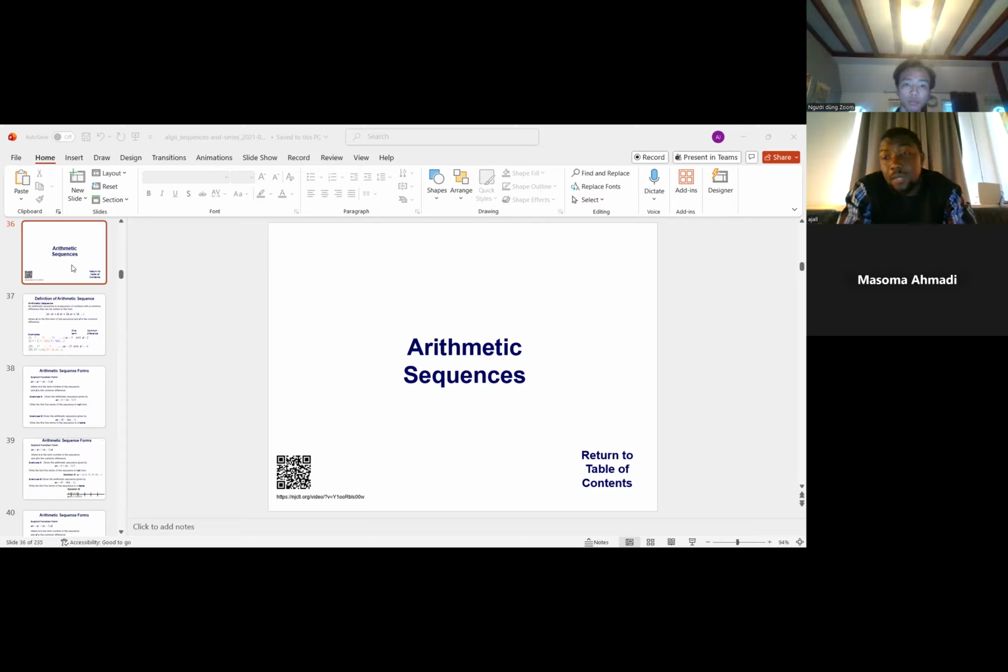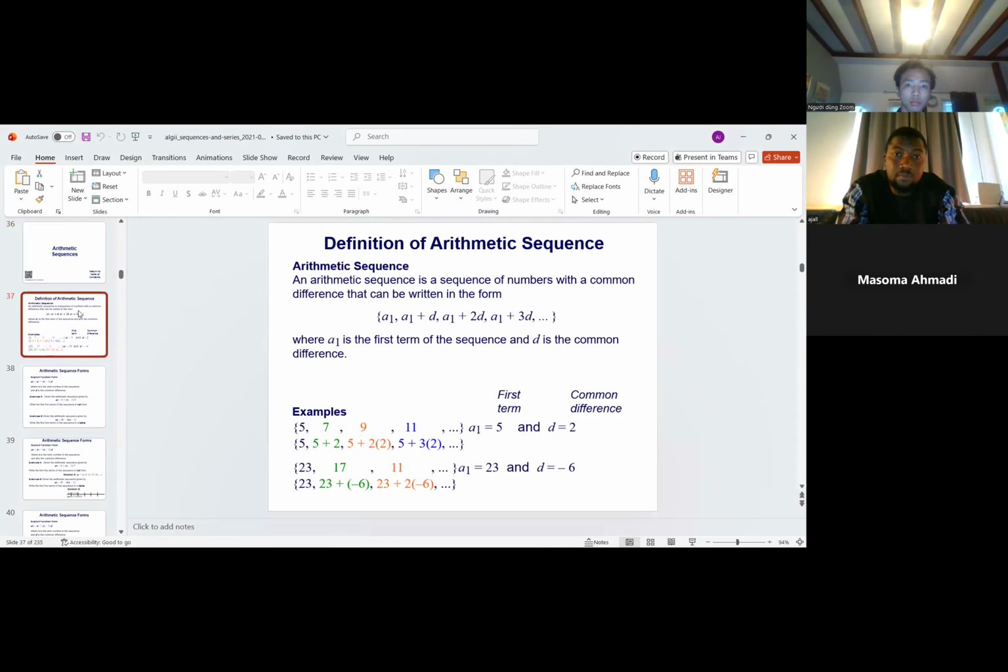Now, an arithmetic sequence can also be called a linear sequence. The word linear means it's straight, it's a line. So this kind of sequence has a constant difference between each term. For example, the definition we have here: an arithmetic sequence is a sequence of numbers with a common difference. So it means this is a line of numbers that you have.